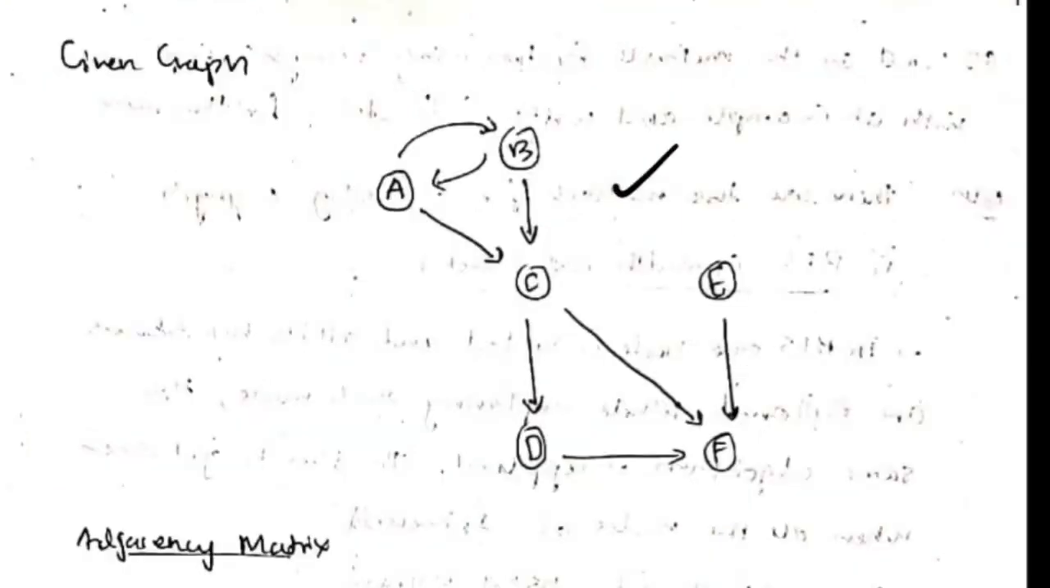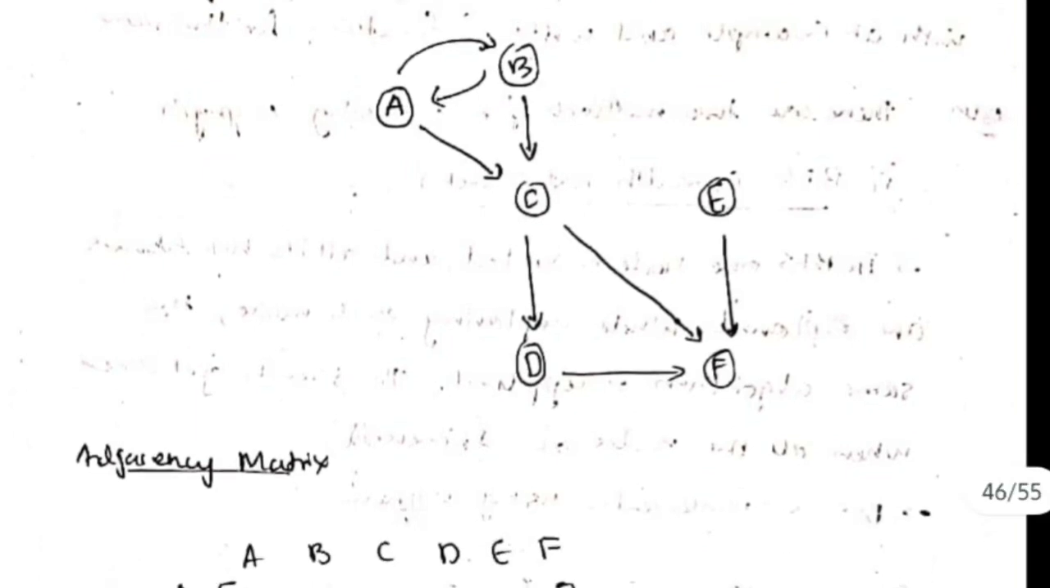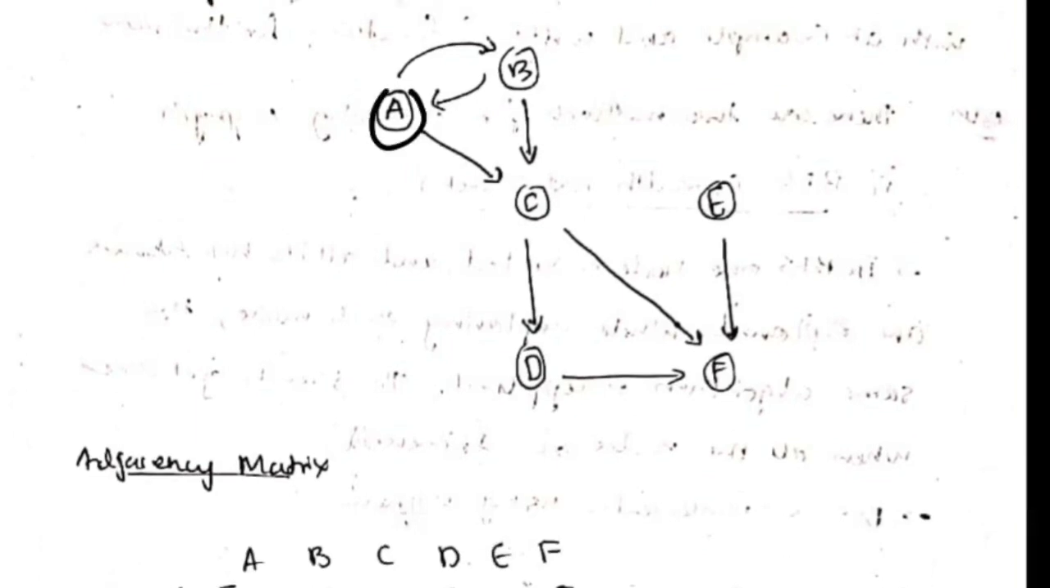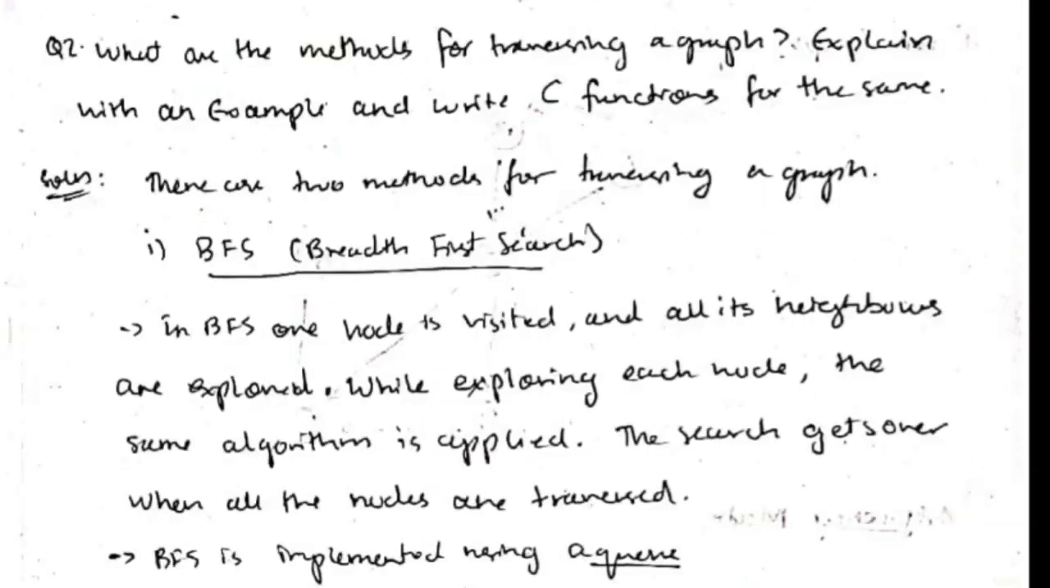In the question we have been given this graph and we have to make the adjacency matrix. So first we will make all these nodes A, B, C, D, E and F in the rows and columns, and wherever there is an edge we will make it 1 and where there is no edge we will make it 0. And the adjacency list is also the same. A is having the nodes B and C, so we will write it in the sequential order. This is a very important question.